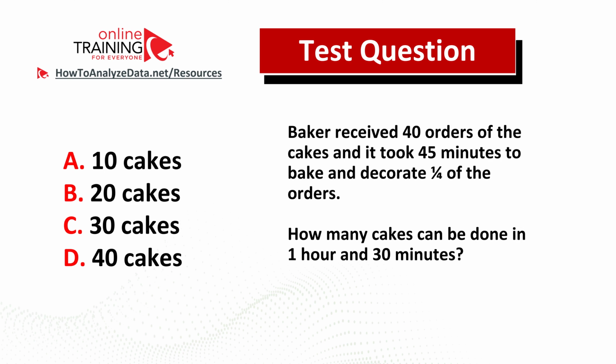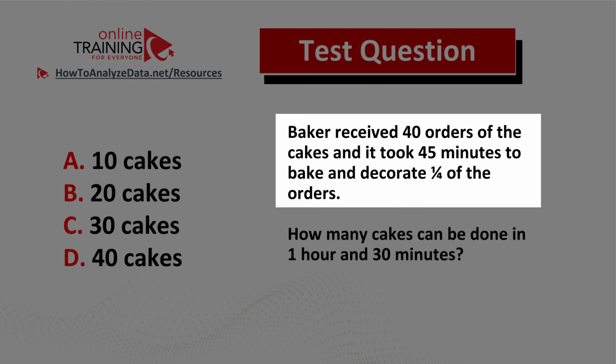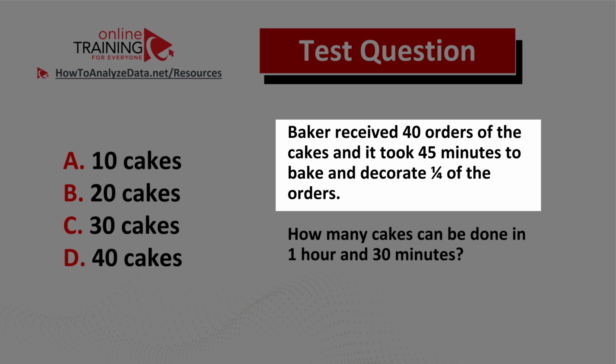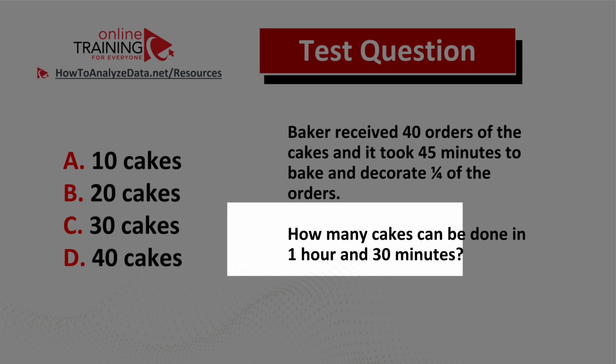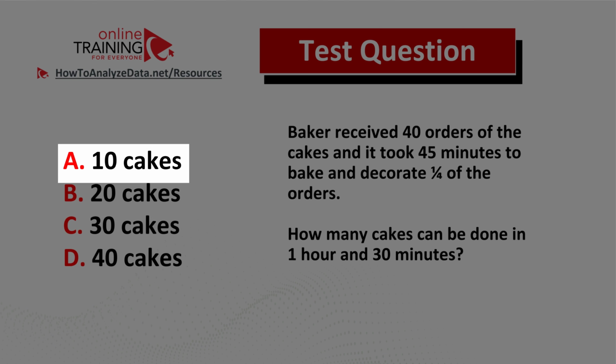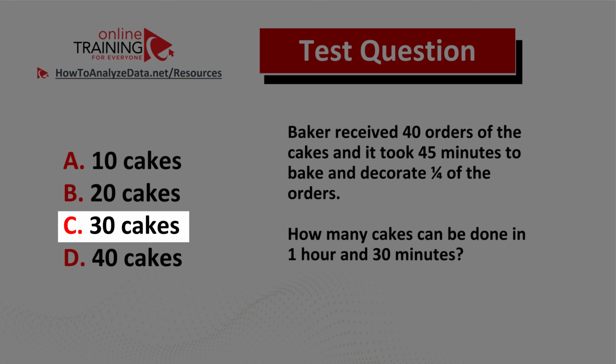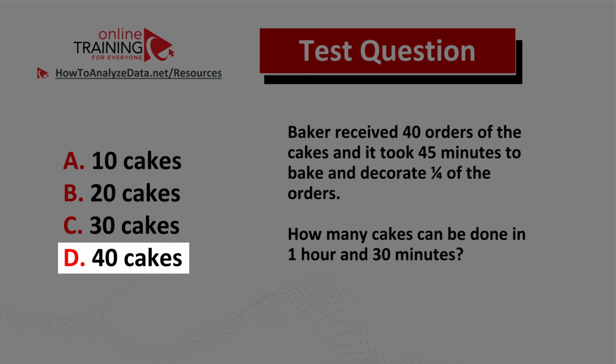And now, here's the question from the real test you can try to see how well you will do. A baker received 40 orders of cakes, and it took him 45 minutes to bake and decorate 1/4 of the orders. How many cakes can be done in 1 hour and 30 minutes? You have 4 different choices. Choice A, 10 cakes. Choice B, 20 cakes. Choice C, 30 cakes. Or choice D, 40 cakes.